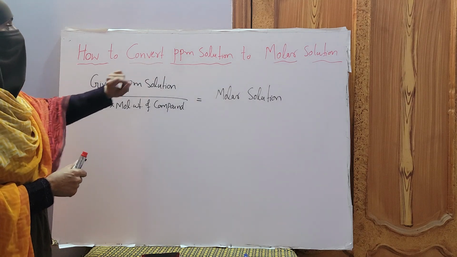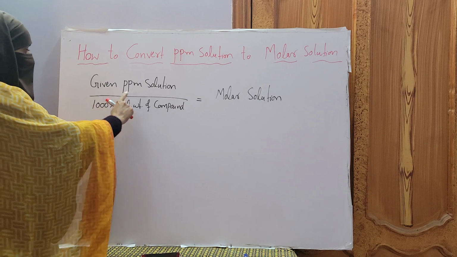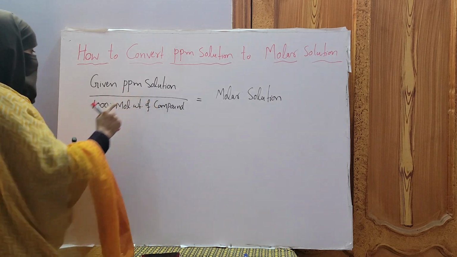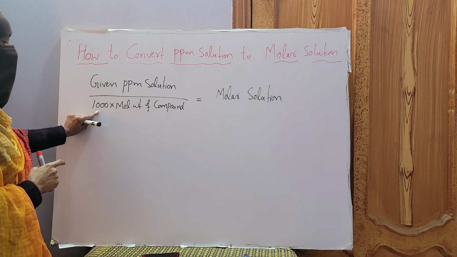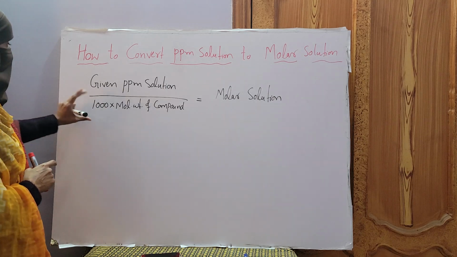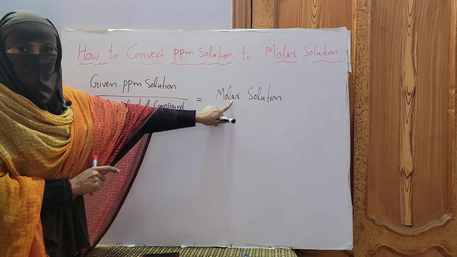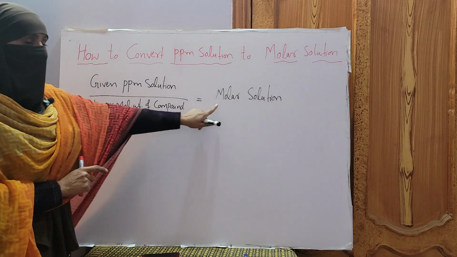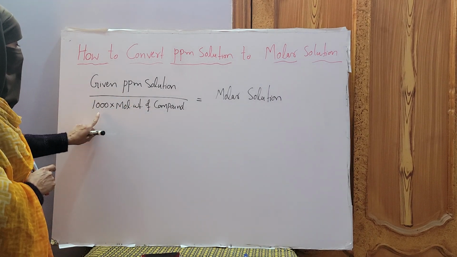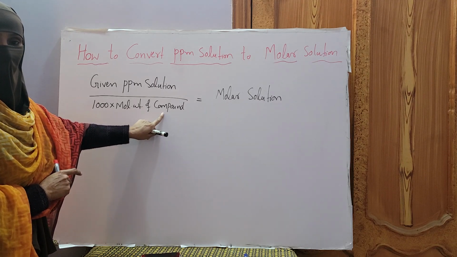In order to convert a ppm solution into a molar solution, there is a simple formula. Take the concentration of the given ppm solution, divide it by 1000 and by the molecular weight of the compound. This is the formula to convert a ppm solution into a molar solution. Given ppm solution divided by 1000 divided by molecular weight of the compound.